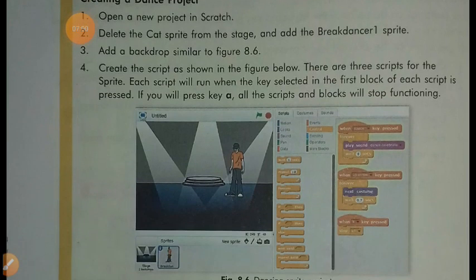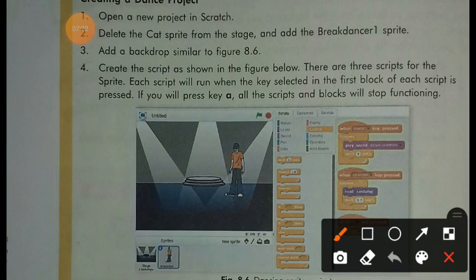There are 3 scripts for the sprite. Each script will run when the key selected in the first block of each script is pressed. If you press key A, all the scripts and blocks will stop functioning. So students, this is your script area. You can see here, this is the programming done for this sprite. Okay, this is your sprite.